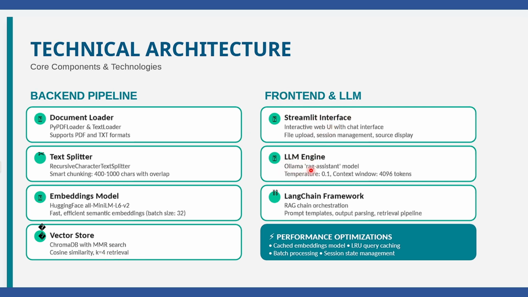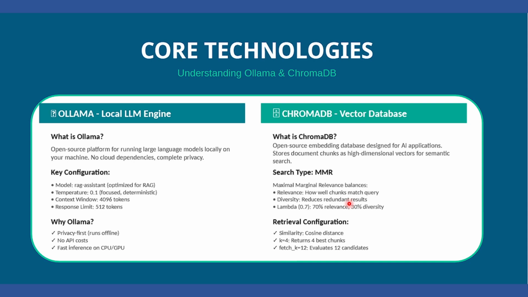The LLM is Ollama. Ollama is basically a platform which helps you get an LLM onto your local machine. So I'm not pulling it from anything; it's just a local LLM, you can say, which I have created or fine-tuned. Then the LangChain framework handles RAG chain orchestration, prompt template, output parsing, and the retrieval pipeline. Now secondly, core technologies.